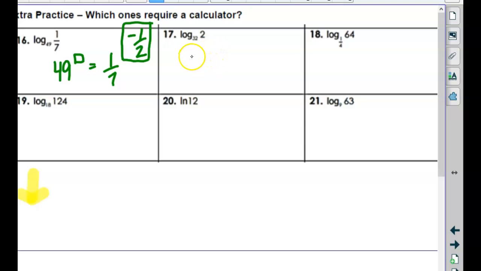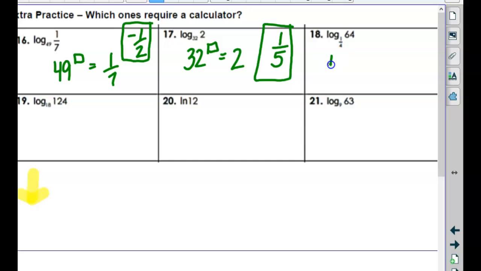Okay, this one's tricky. 32 to some power equals 2. Well, normally 2 to the 5th equals 32, right? Is that on your sheet, 2 to the 5th? So how would we go backwards? 1/5, because we'd 5th root it, okay?